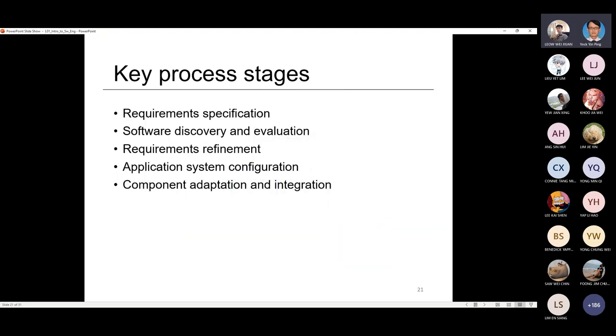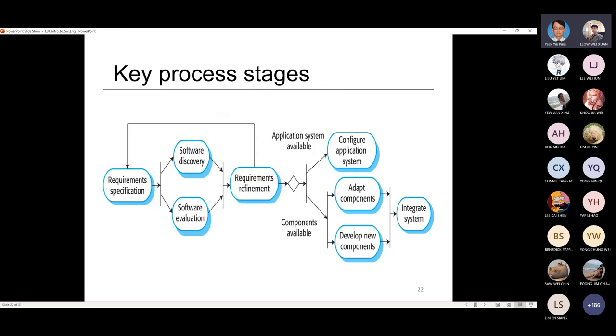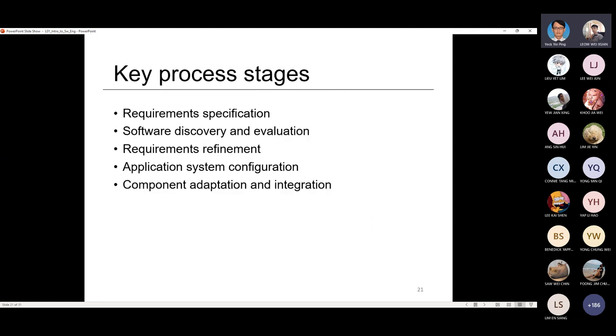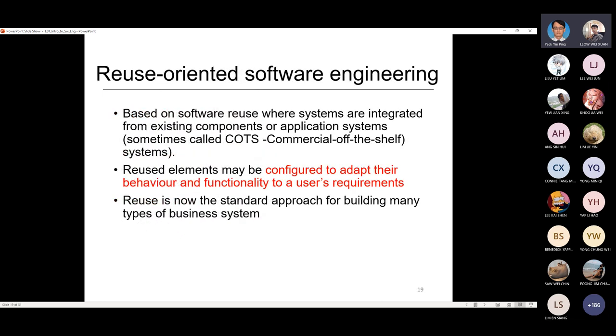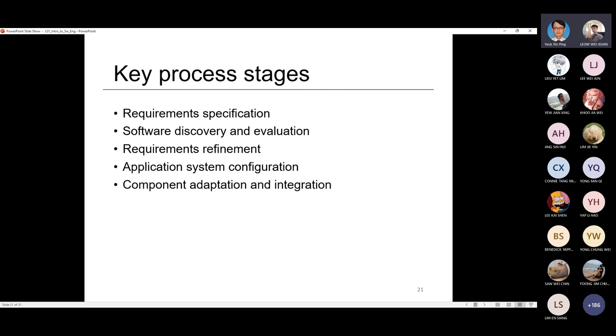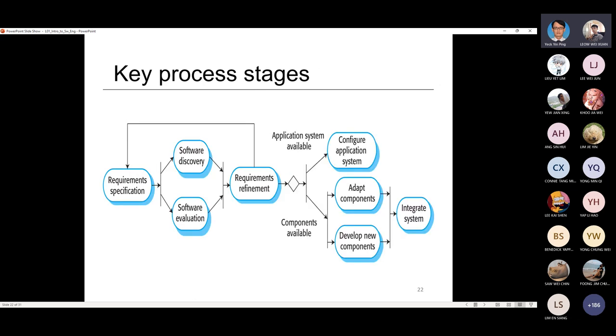All these key processes emphasized from the beginning until the end are already in this diagram. So we straight away try to understand this diagram, okay? So requirement specifications, you need to have planning and analysis. Okay, this one deals with the integration and configuration model. We call it reuse-oriented software engineering. Okay, this model belongs to reuse-oriented software engineering.